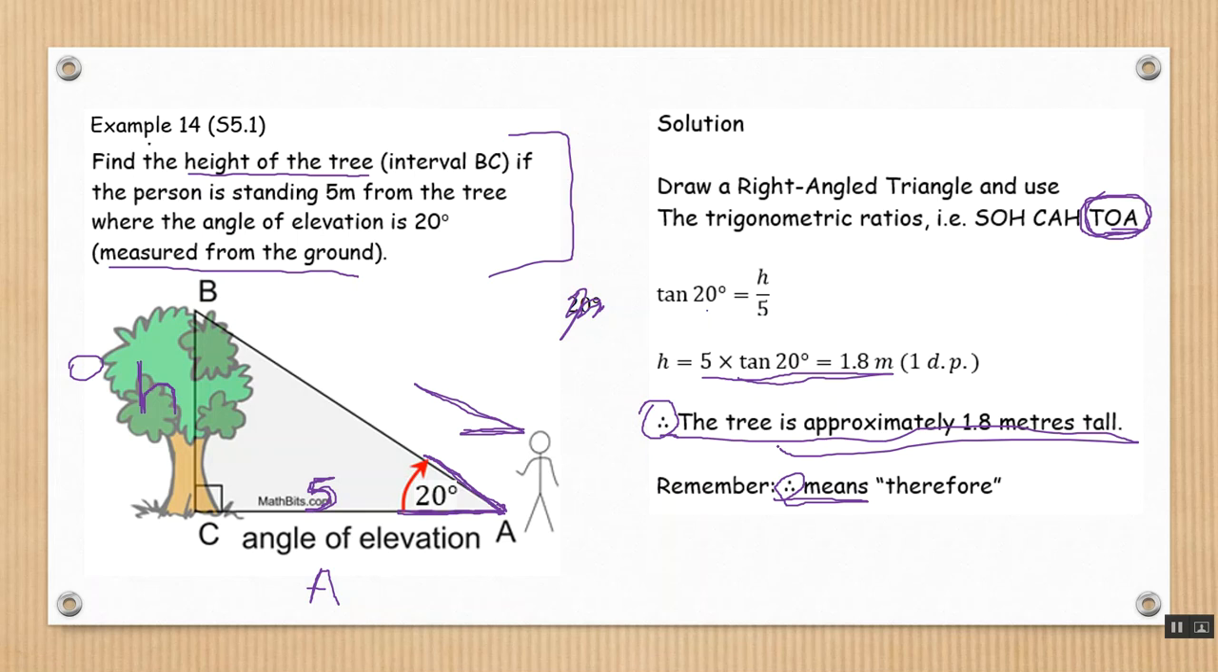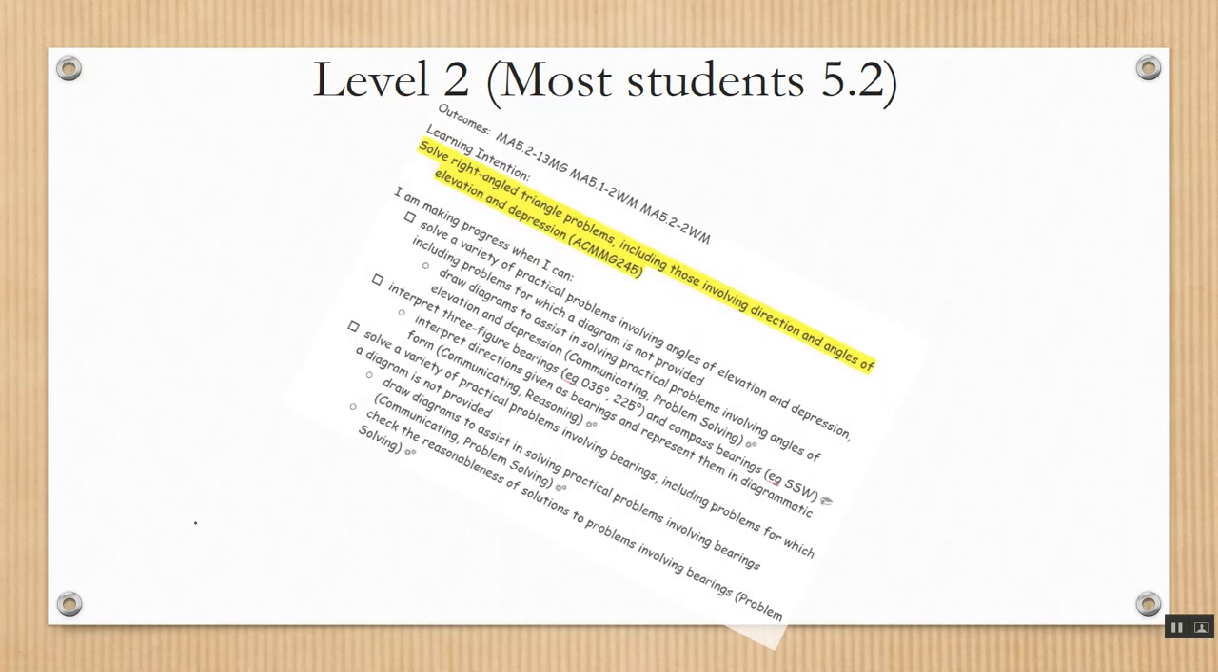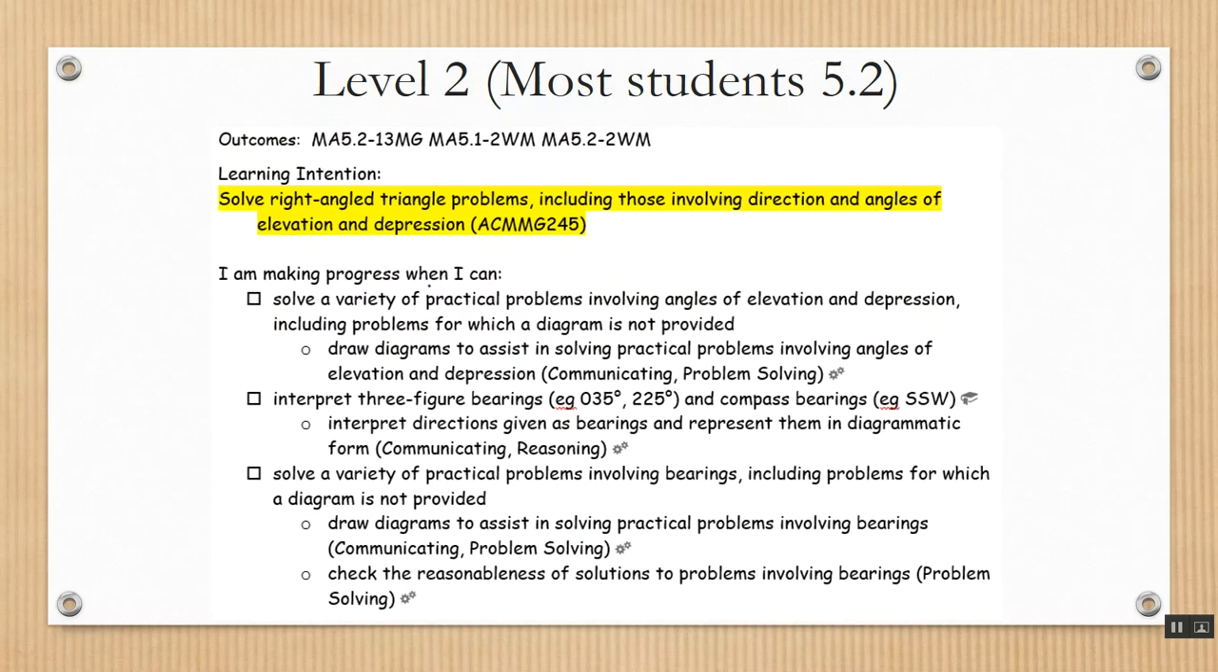So for angles of elevation and depression, you'll get a variety of questions. This one is pretty common. The difference for level 2, so we make it a little bit harder, by not providing the diagram.